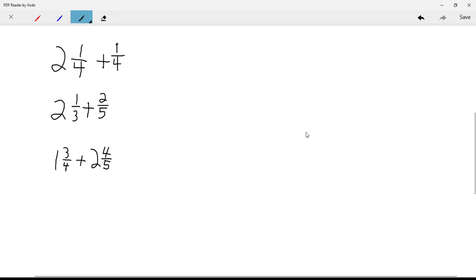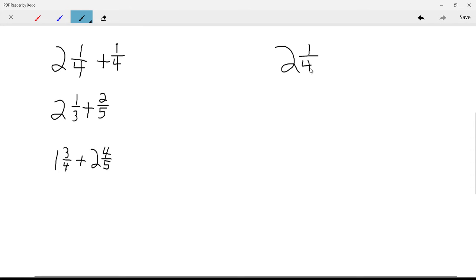Today we are going to be talking about adding mixed numbers. So a mixed number, just to be clear, I've also heard it being called a mixed fraction, but a mixed number is basically just a number that involves a whole number and a fraction.